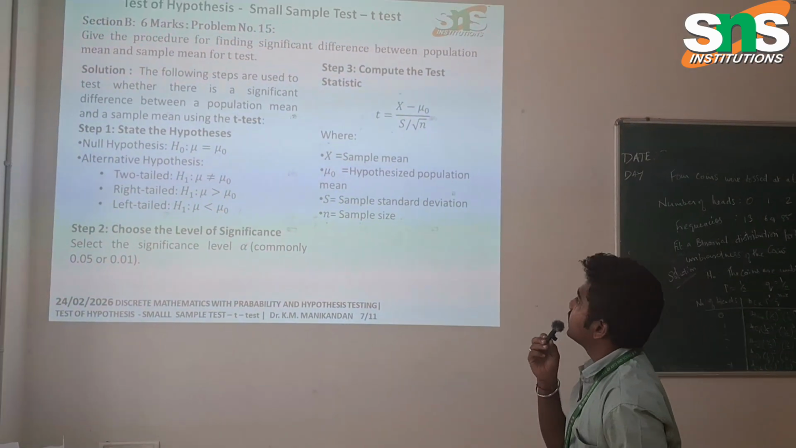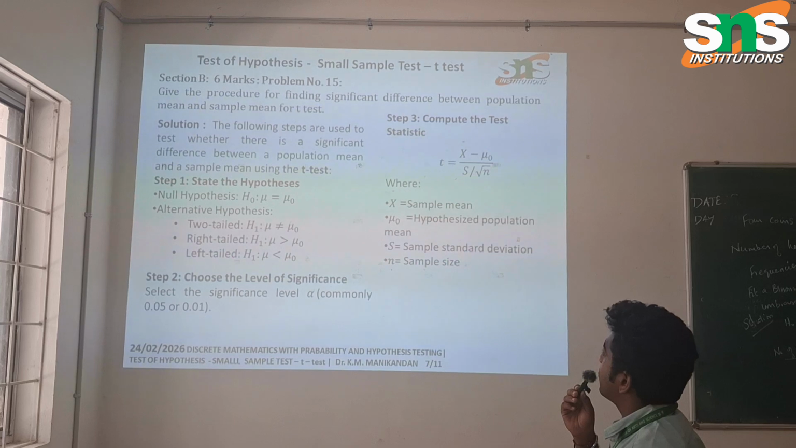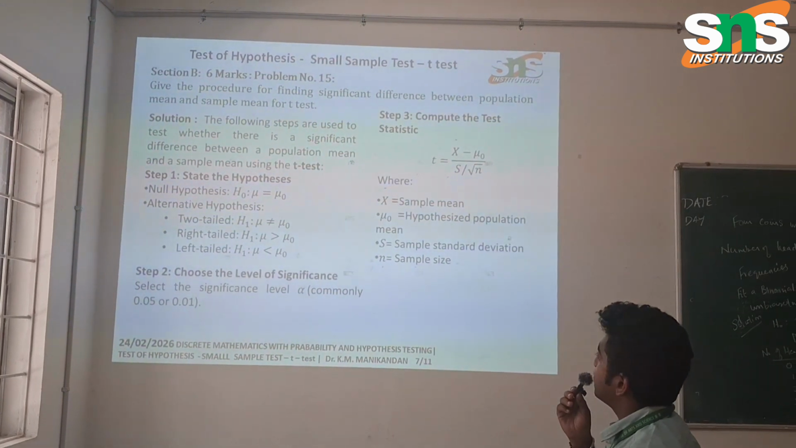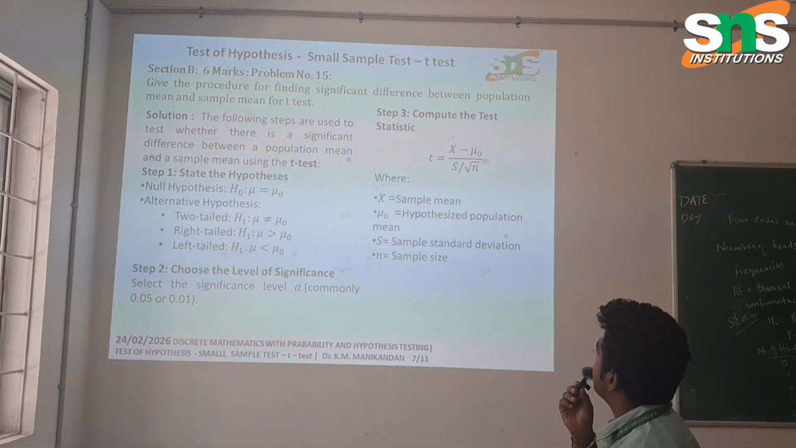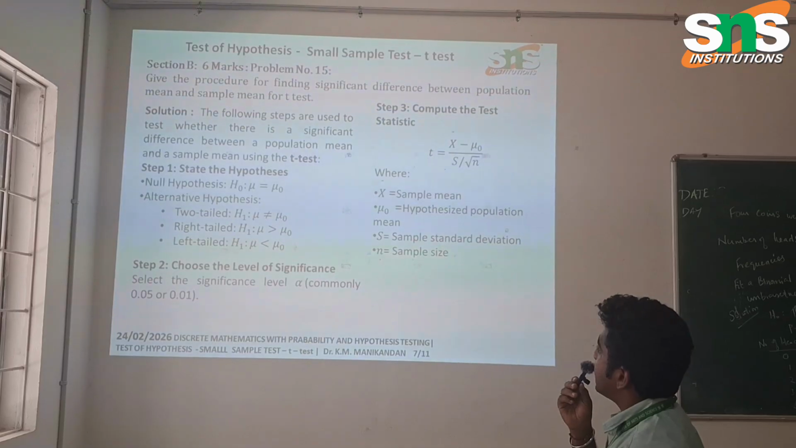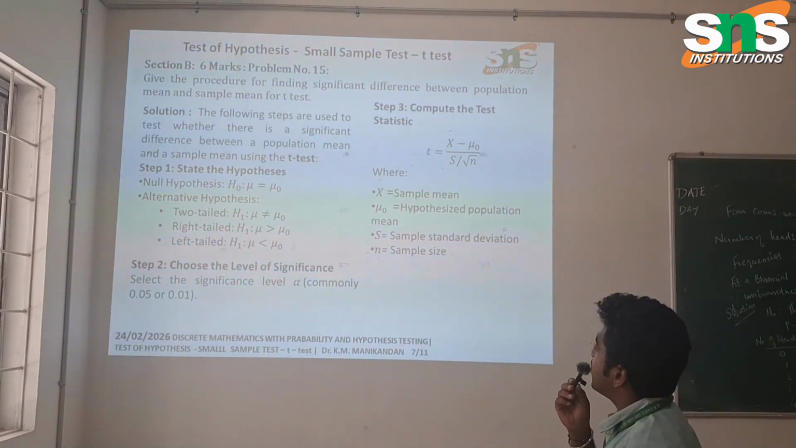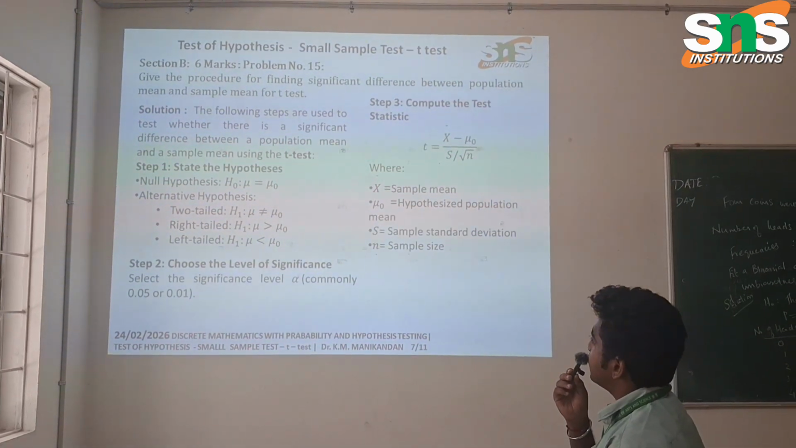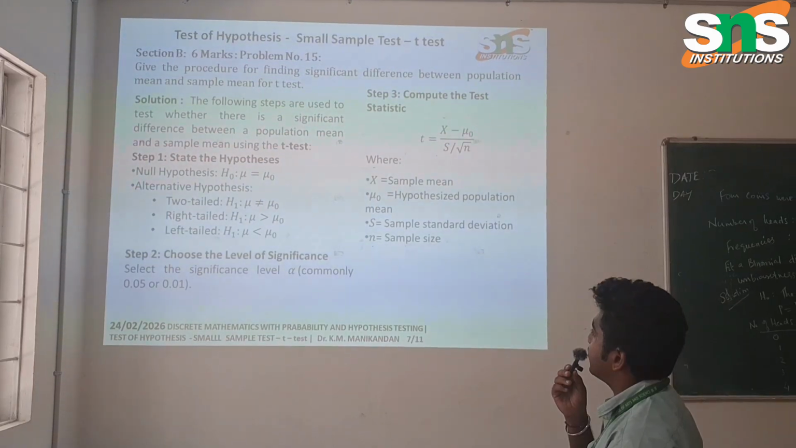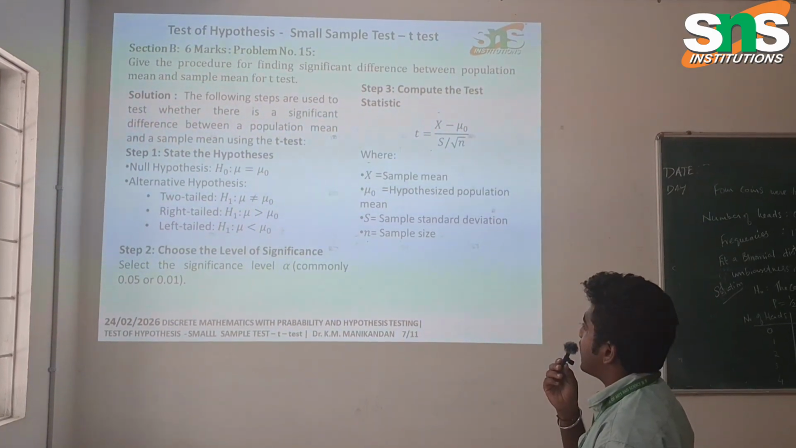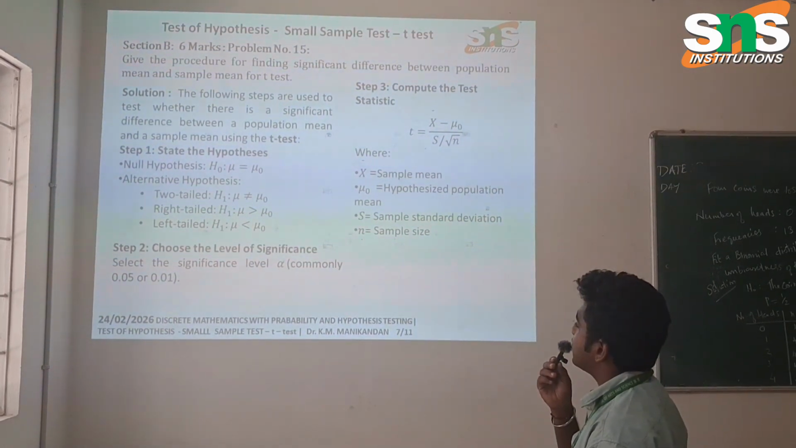Section B, 6 mark, problem number 15. Give the procedure for finding significant difference between population mean and sample mean for t-test. Solution. The following steps are used to test whether there is a significant difference between a population mean and the sample mean using the t-test. Step 1.